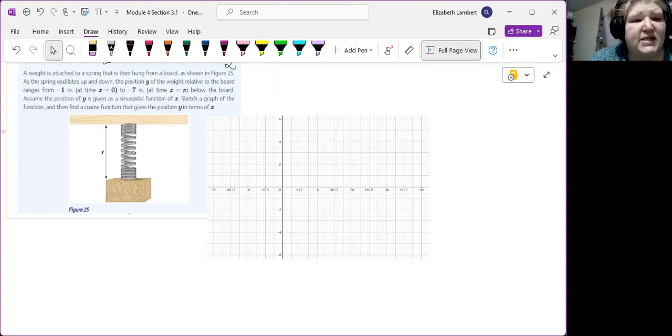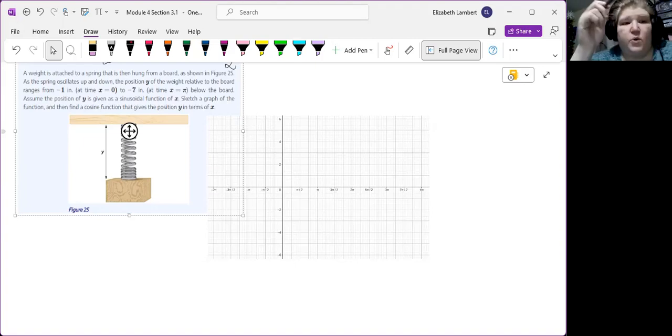So as it oscillates up and down, the position y of the weight relative to the board ranges from -1 inches at time x equals 0 to -7 inches at time x equals pi below the board. Assume the position of y is given as a sinusoidal function of x. Sketch a graph and then find a function that will give you that graph.